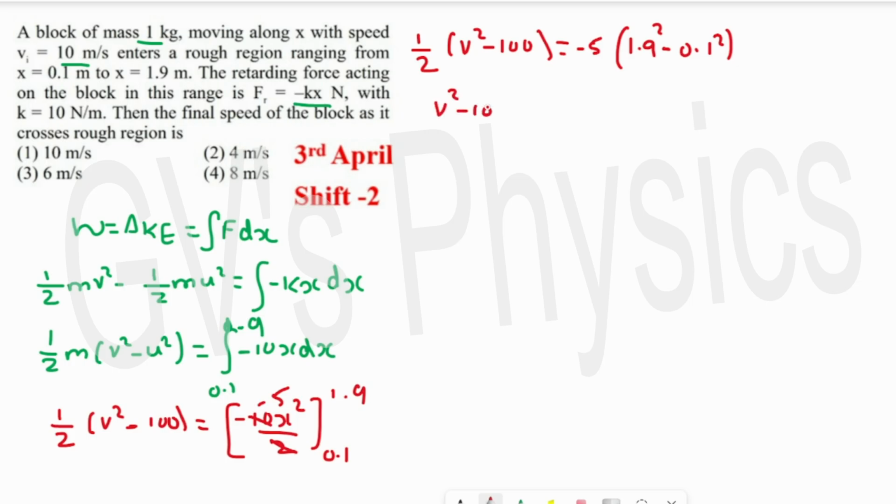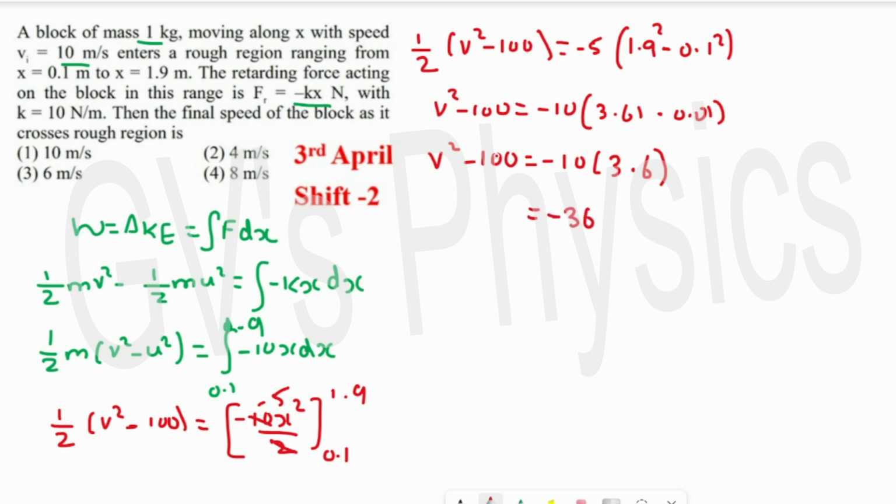So v square minus 100 is equal to, we can take 2 to the opposite side. So minus 10, 1.9 square, that is 3.61 minus 0.01. Okay. So v square minus 100 is equal to minus 10 and this will be 3.6. So next one we will multiply this. So minus 36 and we will take minus 100 to the opposite side. So plus 100, that is v square. So v square is equal to plus 64.